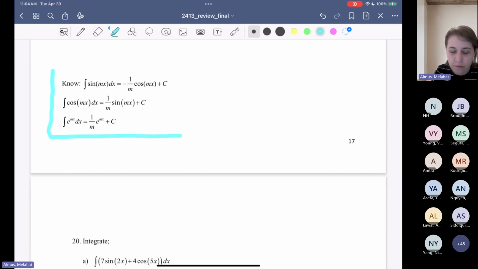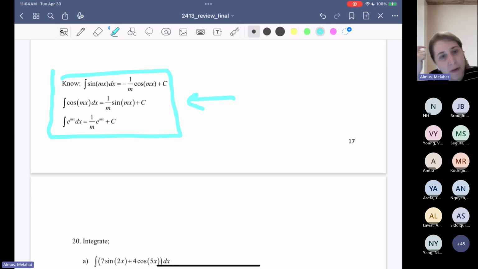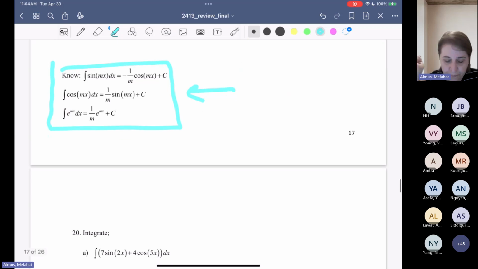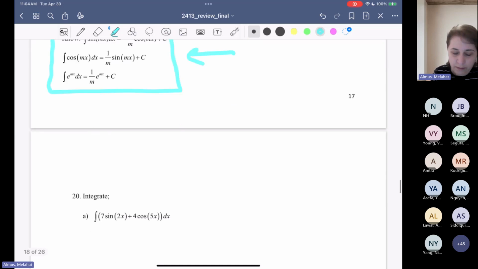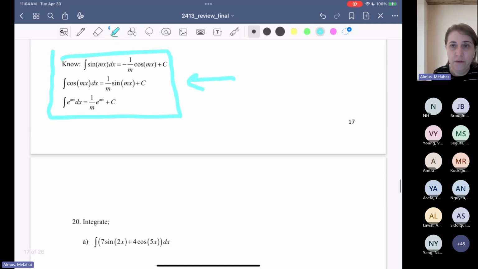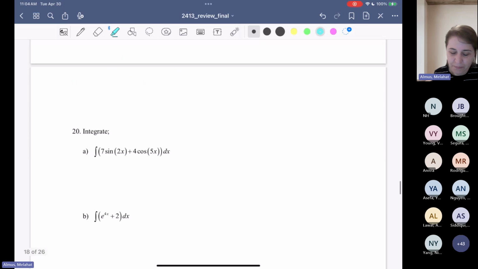It's very important to know these. These are what I call quick use-ups, but they're very important. They show up a lot, so make sure you know them. We will be using them now. Using these facts, integral of sine of a couple of x's, integral of cosine of a couple of x's, integral of e to the power of a couple of x's. The point is about these mx's, okay? M in the denominator, okay?